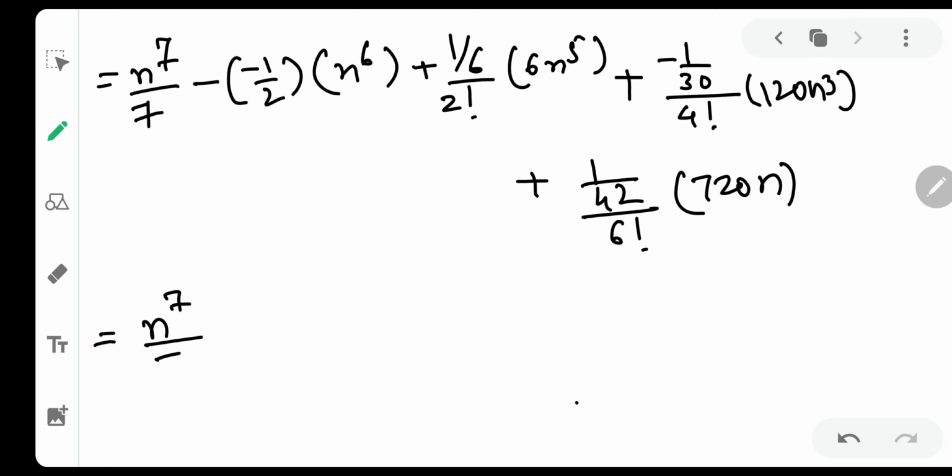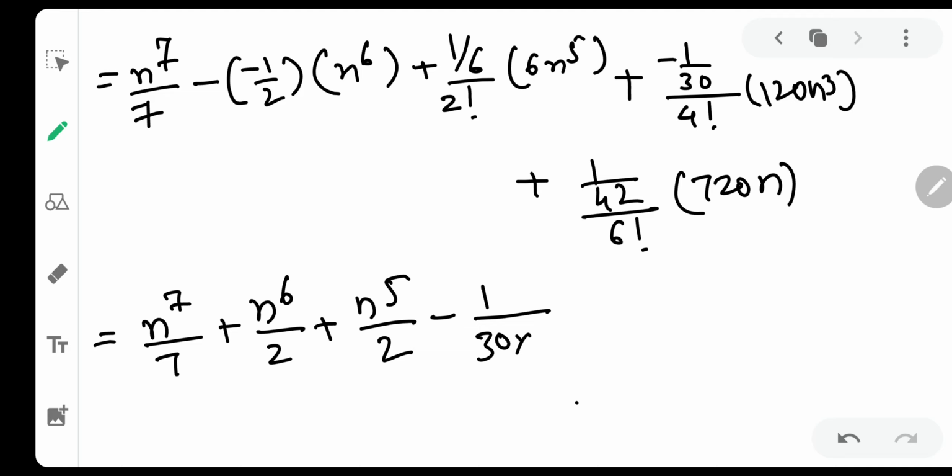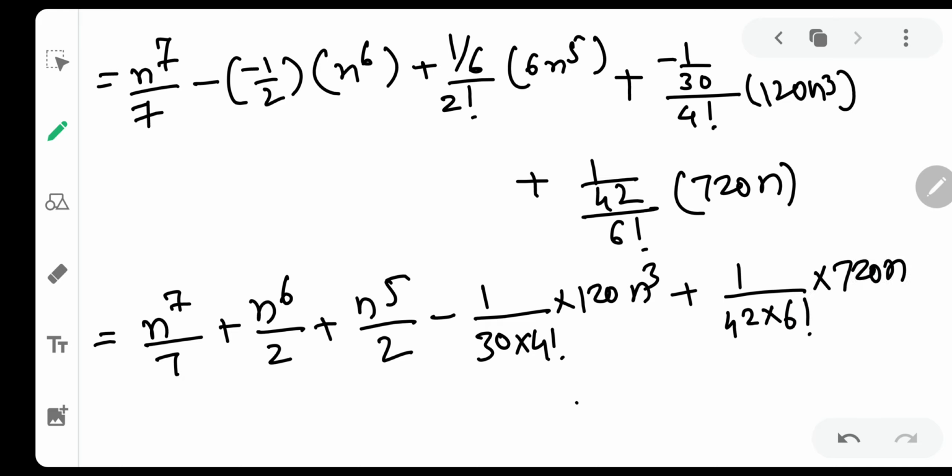n raised to 7 by 7 plus n raised to 6 by 2, plus this 6 and this 6 actually got cancelled, so n raised to 5 by 2 factorial, which is 2 only. Then plus minus 1 by 30 into 4 factorial into 120 n cube, plus 1 by 42 into 6 factorial into 720n. This can literally be written orally if you practice much. Within 1 minute it can be solved.